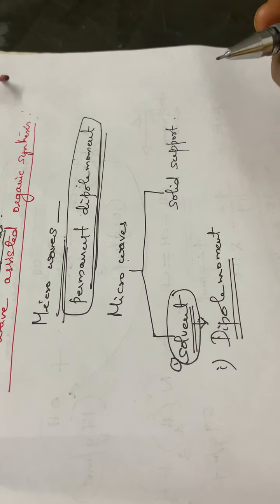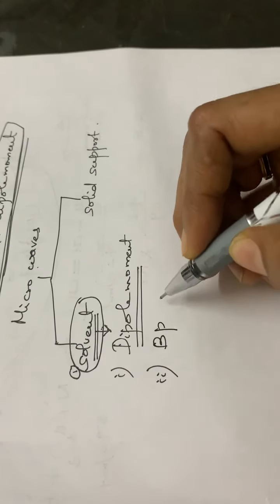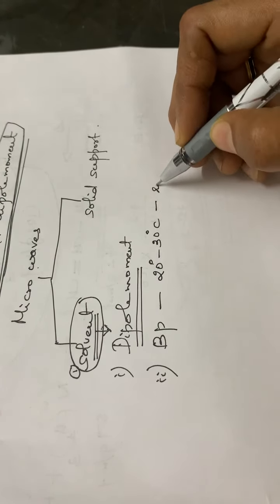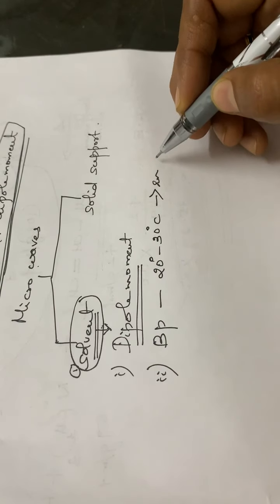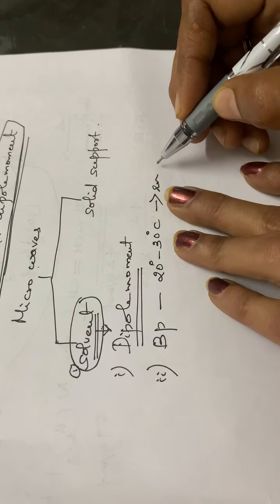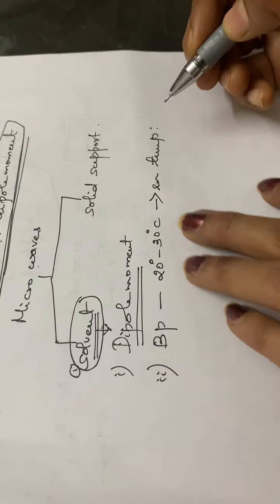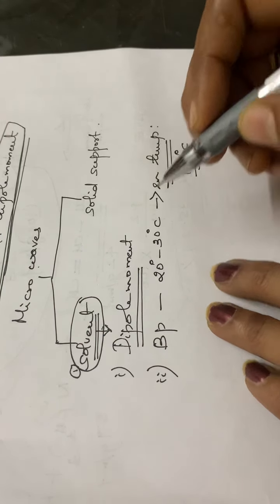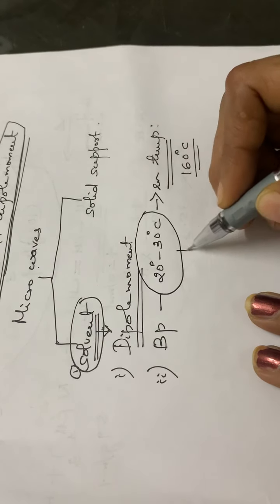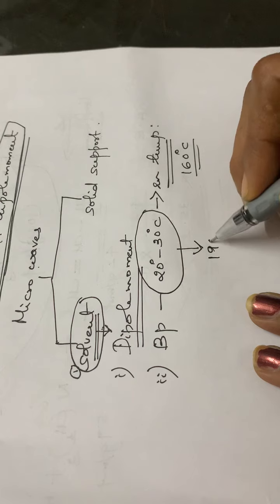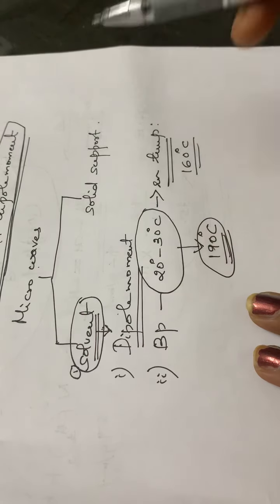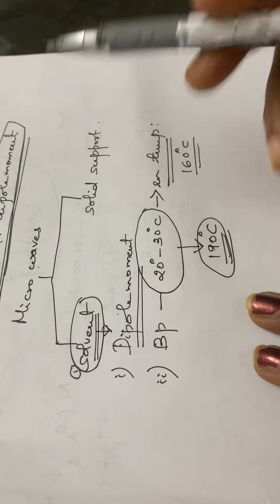And again, one more point is there. The second point is that the boiling point of the solvent should be about 20 to 30 degrees Celsius higher than the reaction temperature. Suppose the reaction is carried out at a temperature of 160 degrees Celsius, then the boiling point of the solvent should be above 180 or 190. So that is another characteristic feature of a solvent to be used while we are using microwave radiation.